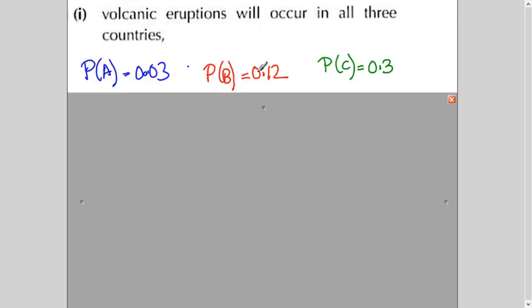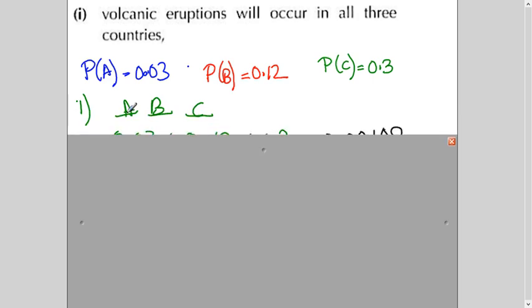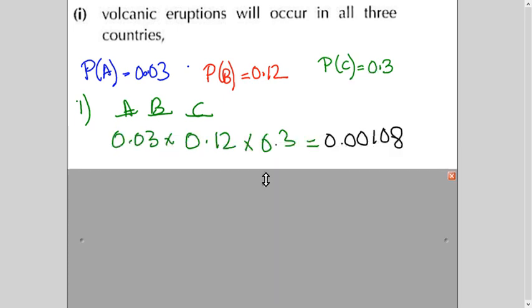Okay, so the question is saying a volcano eruption will occur in all 3 countries. It means A, B, C: erupt, erupt, erupt. And these are the probabilities of eruptions. So I will simply multiply them and I will get the answer, that the volcano erupts in all 3 countries.